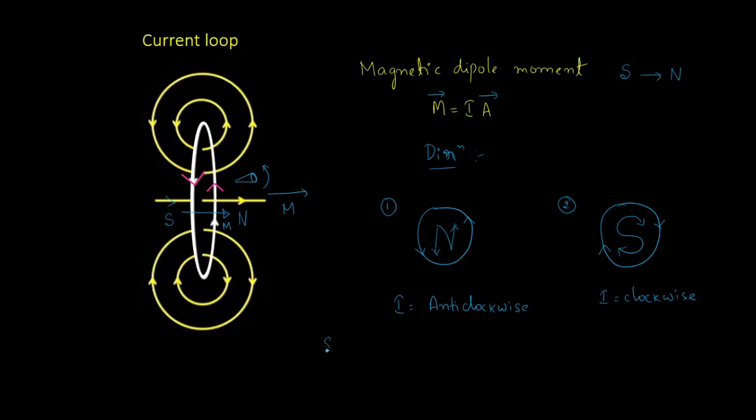Now let us talk about the SI unit. What will be the SI unit of the magnetic dipole moment? So obviously it is given by current into area. The SI unit for current is ampere. And what about area? Area is measured in meter square. So the SI unit for the magnetic dipole moment will be ampere into meter square. Okay. So that is about the magnetic dipole moment produced by a current loop.